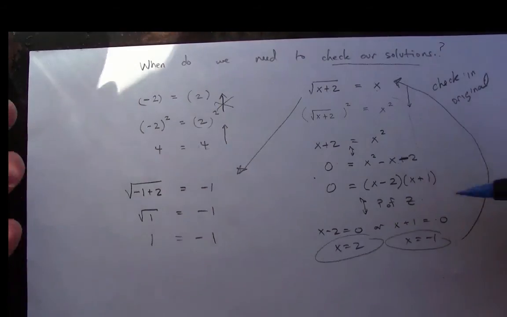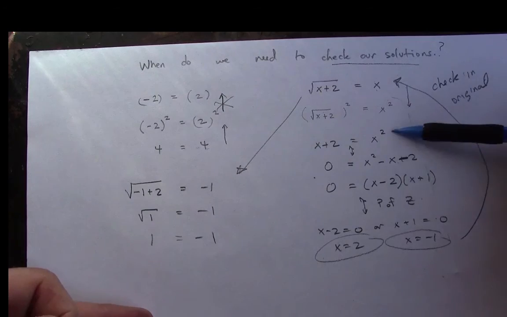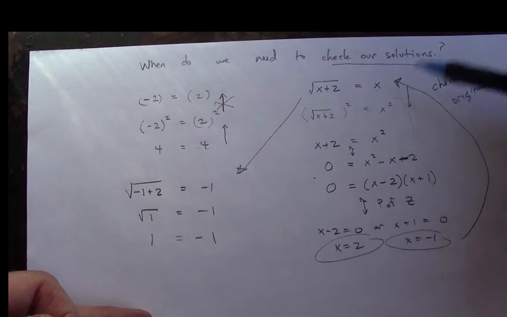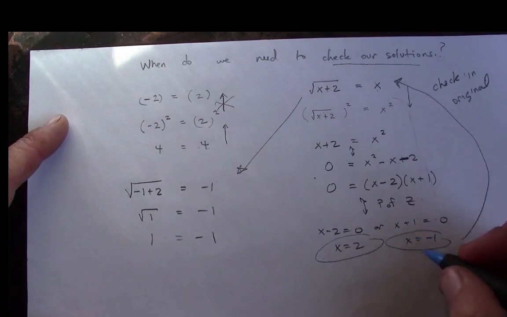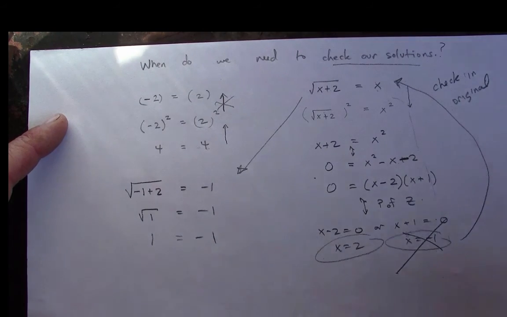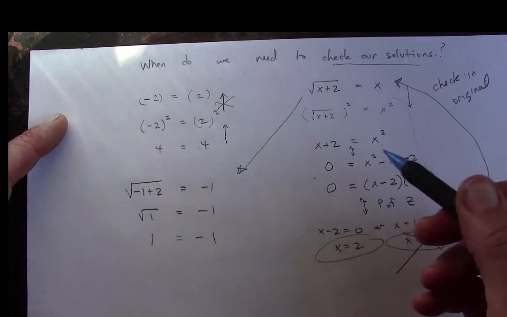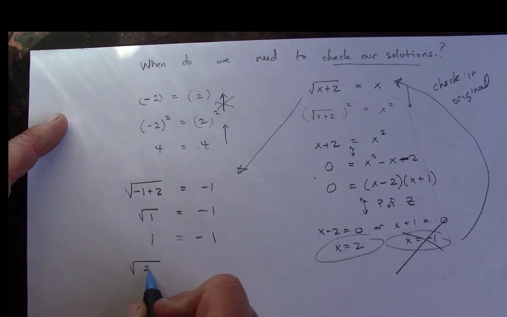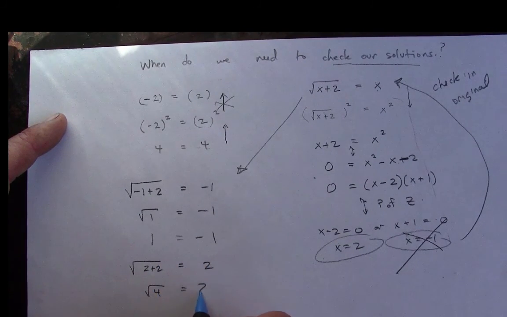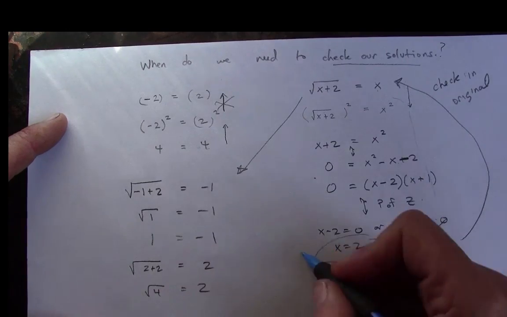So that's exactly the problem. Even though this value makes these things equal after we square it, it doesn't make them equal before we square it. So this is not a solution. Now let's take the 2 and try it. So then we get the square root of 2 plus 2 is equal to 2. The square root of 4 is equal to 2. Yes, so this one works.